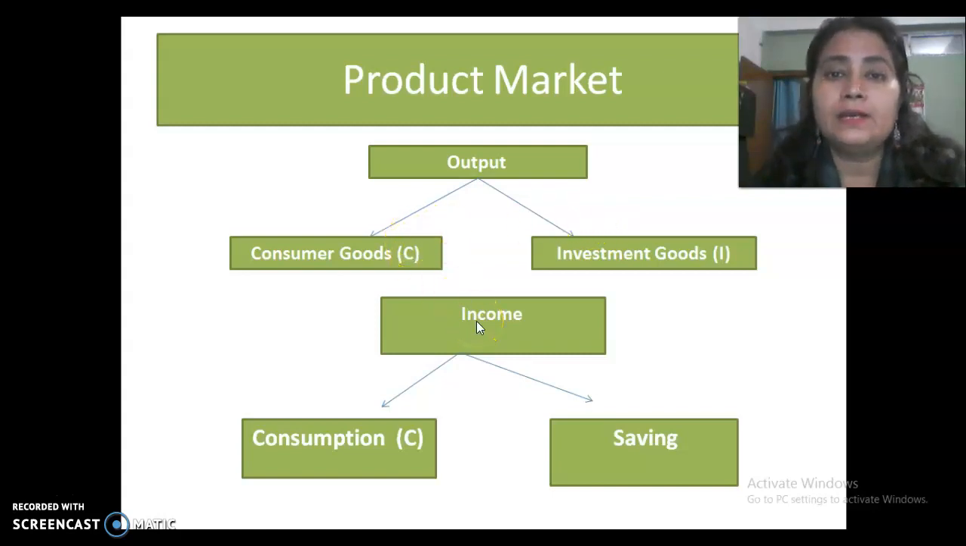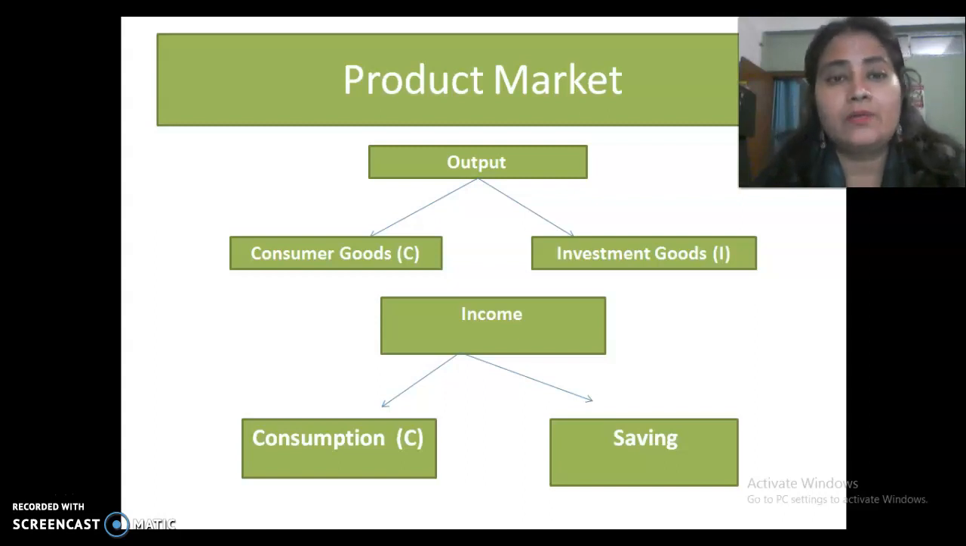Again, the income also has two components. One is consumption, another one is savings. A part of income is used by individuals as consumption, that will be spent on goods and services, and another part of income will be saved.